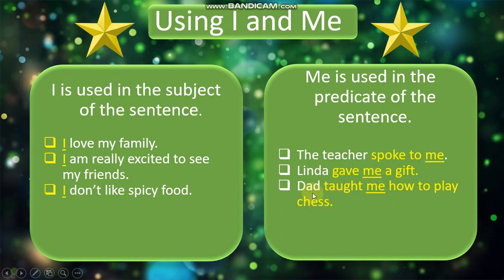Number 3, Dad taught me how to play chess. Who is the sentence talking about? The sentence talks about Dad. And what is Dad doing? He taught me how to play chess. So subject, predicate. And where is me? In the predicate part. Me, I'm receiving the action from Dad. He's teaching and I'm learning from him. So don't forget this rule.